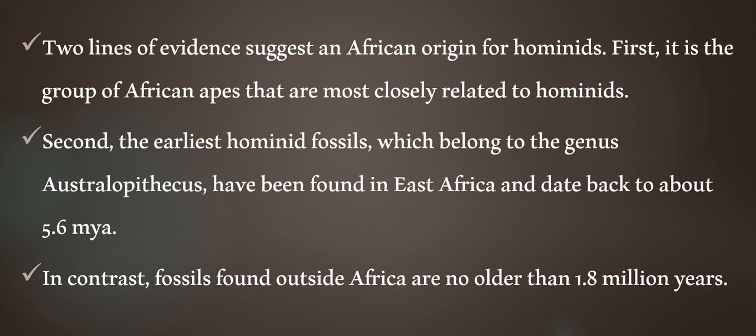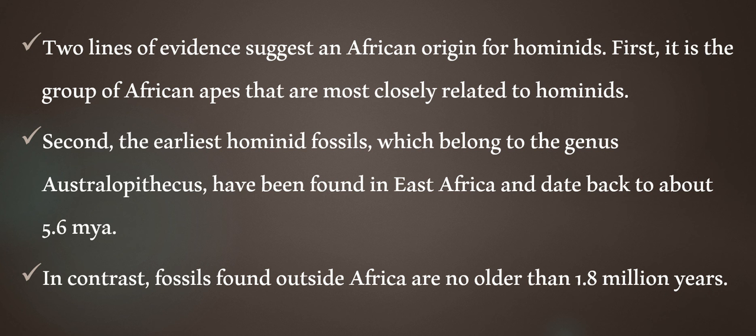And with all this research we understood the evidence of origin for hominids is present in Africa at first. How can we say that? There are two things which support this statement. The first thing is that a group of African apes that are most closely related to hominids are found in Africa. And what is the second thing then? Hominid fossils like Australopithecus and all have also been found in East Africa. These are all dated back to 5.6 million years ago. Based on these two things, we can say the origins of hominids are in Africa.